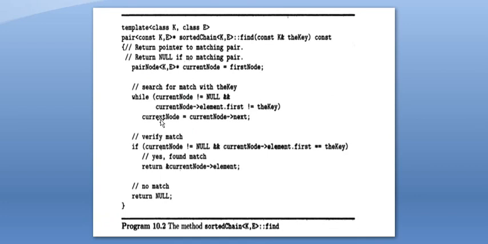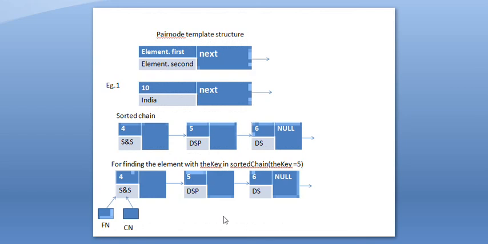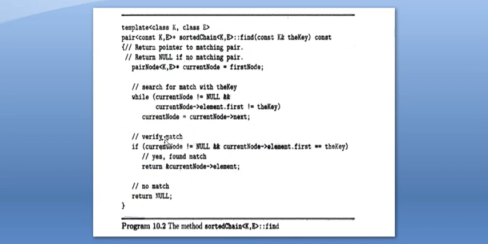So this current node will not be changed now. You stay in the same node, because 5 is equal to 5. So you come out of the while loop and you execute this condition. Now you verify the match. If current node not equal to null: we are in current node pointing to the second node, it has information, so it is not equal to null. And check whether the current node dot first is exactly equal to the key. 5 is equal to 5, so it matches. In that case you have found the match.